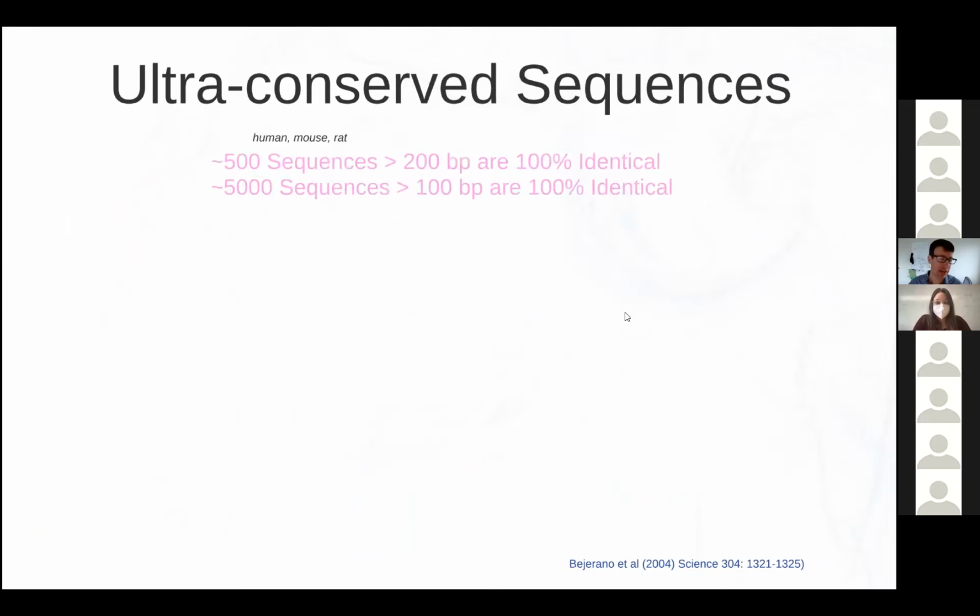And so this is another paper that came out after the rat genome was sequenced, looking at the human, the mouse, and the rat. And they found, we'll just do the bottom line here, about 5,000 sequences that had perfect identity, right? 100% the same, that were at least 100 base pairs long. And so these are ultra conserved sequences. And as you can see, there's also longer sequences that are ultra conserved amongst human, mouse, and rat. But it's not millions, right? There's 5,000 regions that have that really good conservation.